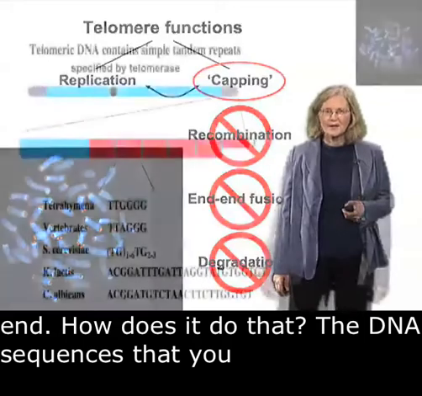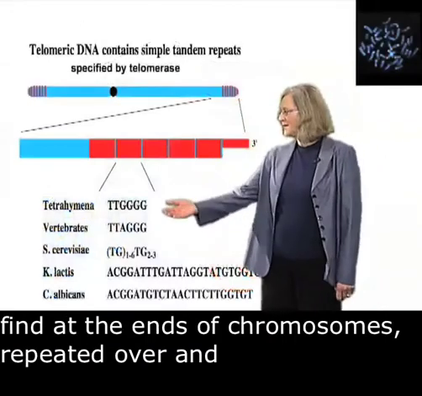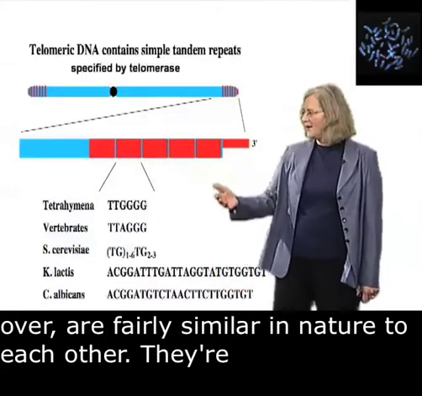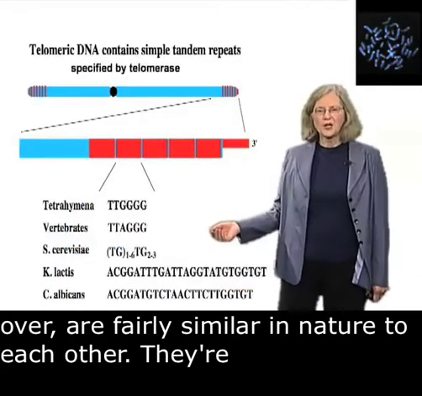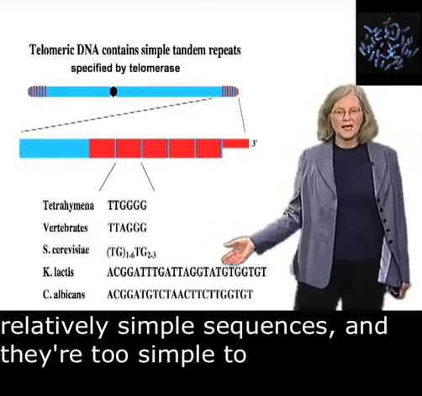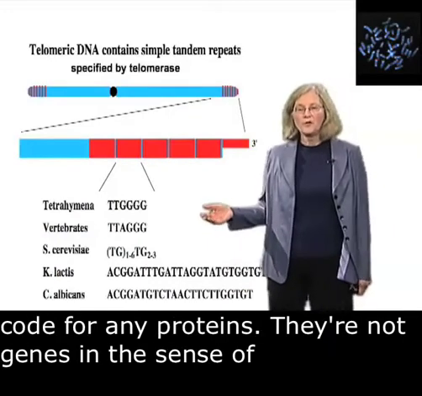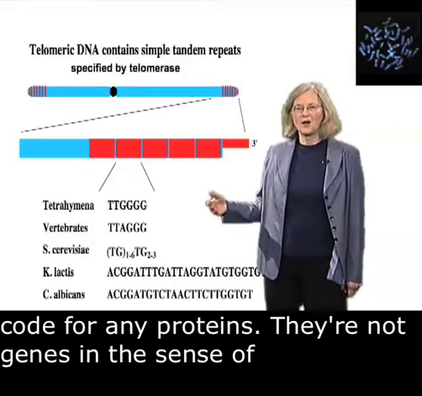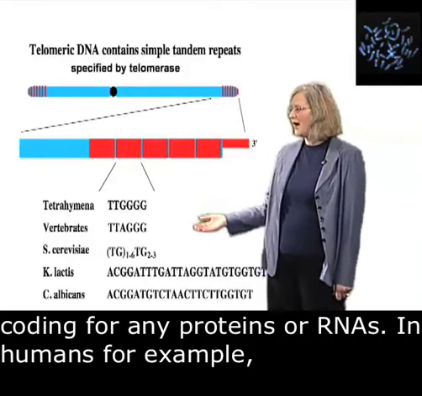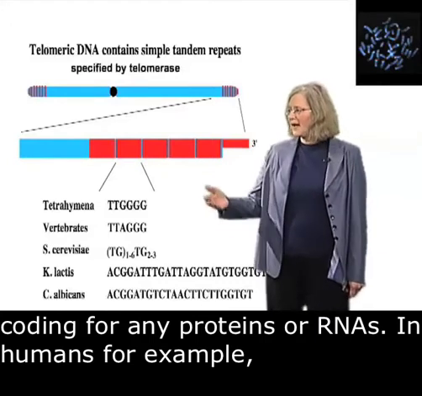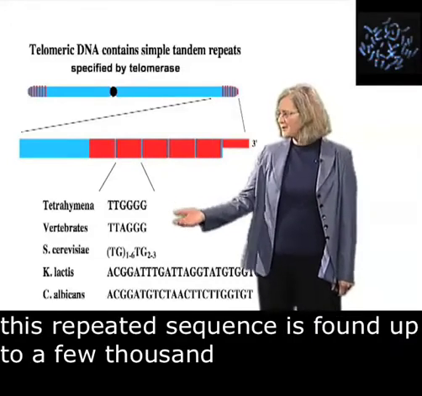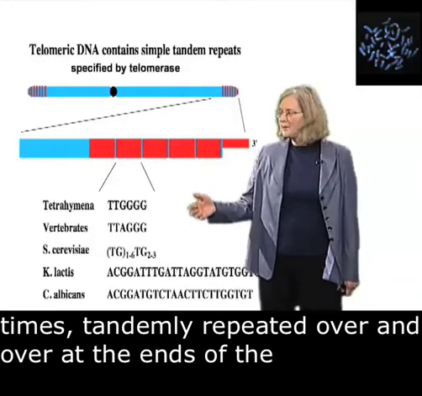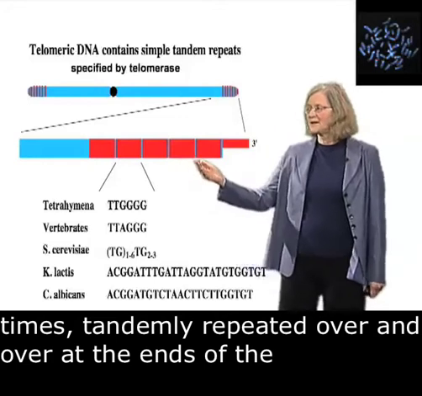How does it do that? The DNA sequences that you find at the ends of chromosomes, repeated over and over, are fairly similar in nature to each other. They're relatively simple sequences, and they're too simple to code for any proteins. They're not genes in the sense of coding for any proteins or RNAs. In humans, for example, this repeated sequence is found up to a few thousand times, tandemly repeated over and over at the ends of the chromosomes.